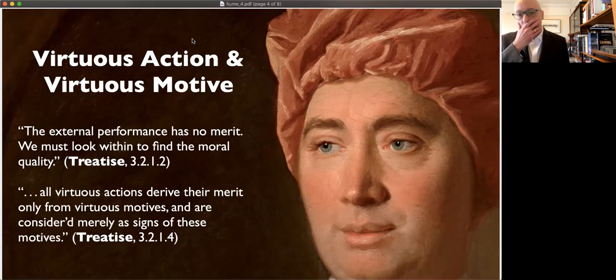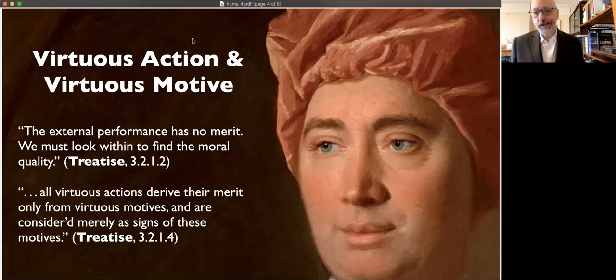Now, so far, there are claims about the objects of moral approbation and disapprobation, right? They answer the question, well, what are the objects of moral approbation, or what has merit or demerit? Well, it's actions produced by certain motives that are the objects of moral approbation and disapprobation. But look, there's another question that a moral scientist might be asking here.